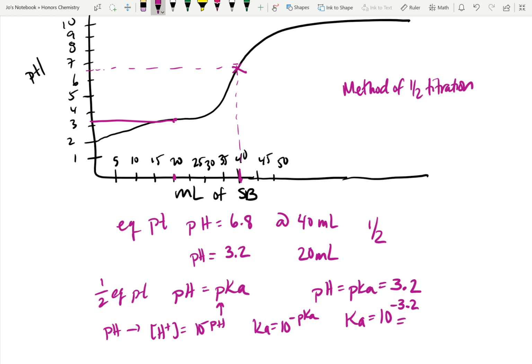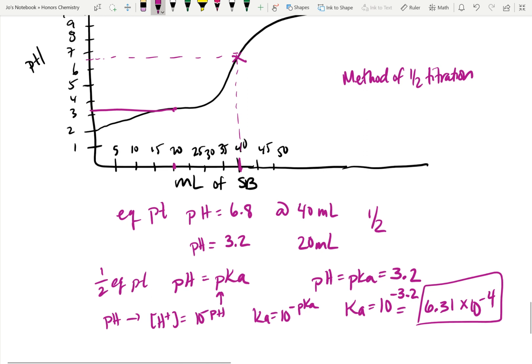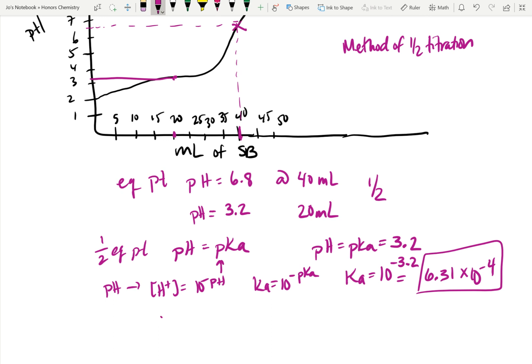And so you go ahead and you put that in the calculator, and that is 6.31 times 10 to the negative 4. Okay, so that would be my Ka. There are actually charts printed with what the Ka values are for different acids. So we would go to the Ka chart, find what Ka is closest to that one, and then we'd identify that acid. So for example, if I found the Ka to be 1.8 times 10 to the minus 5, I would know that that is a Ka for acetic acid or vinegar.